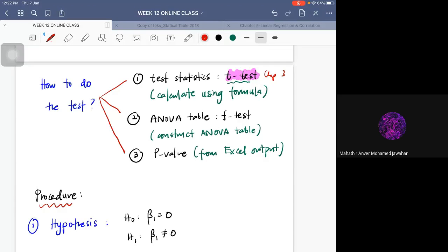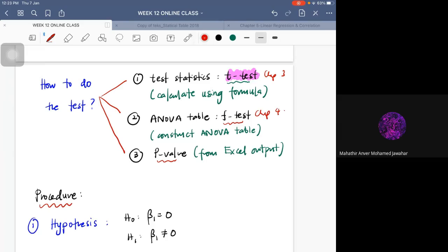Again, the second way of doing the linearity test is that you can also use the ANOVA table. So remember what we have discussed in ANOVA for chapter 4. When you use the ANOVA table, you calculate the mean square of your treatment, divided by the mean square of the error, and you will get the value of the f-test. And the idea of doing the test is going to be very similar to what we have done in chapter 4. Okay, and the last way of doing the test is by using the p-value.